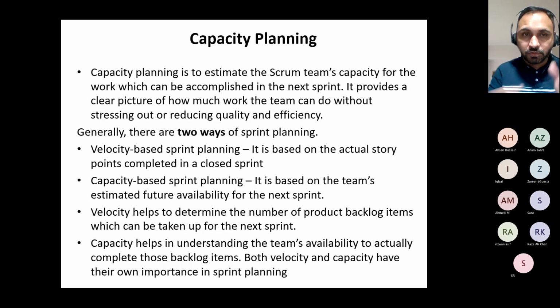Velocity helps. Okay, you guys might be thinking, if one way or the other, why do we have to go with the velocity? They're just giving you differences actually. What is the advantage of each approach? Velocity helps to determine the number of product backlog items which can be taken up for the next sprint. And capacity helps in understanding the team's availability to complete those backlog items. Both velocity and capacity have their own importance in sprint planning.